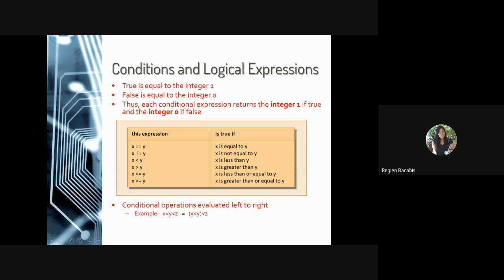Also, conditional operations are evaluated from left to right. So for example, if you are presented with the expression x less than y less than z, it is just like saying, first evaluate x and y, and once x and y have been evaluated, the result of that is then evaluated against z. So it goes from left to right.